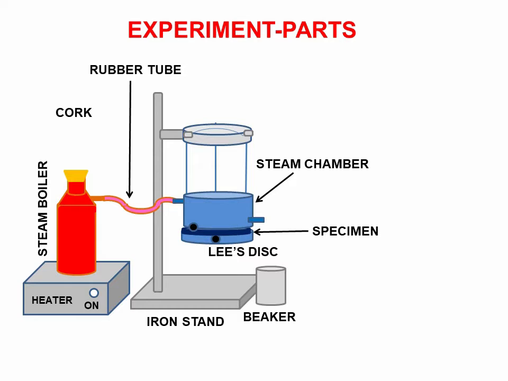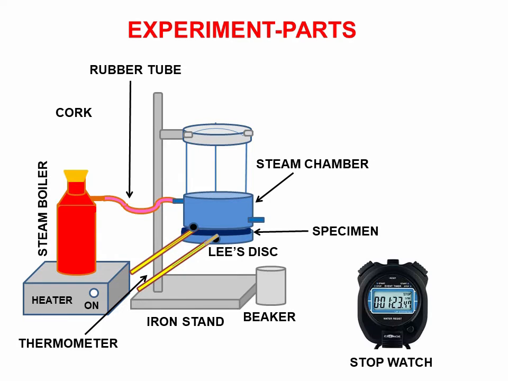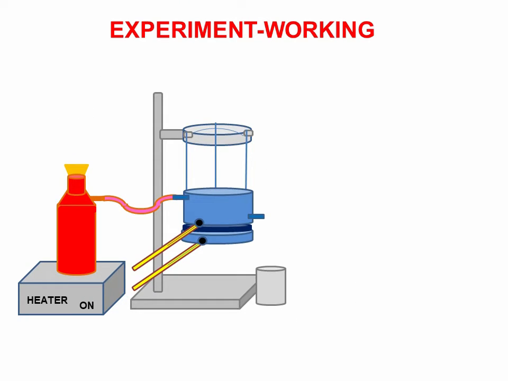A thermometer is inserted in the Lee's disc. Another thermometer is inserted in the steam chamber. Finally, a stopwatch is needed to find the rate of cooling. Let us see the procedure to determine the coefficient of thermal conductivity of a given specimen.